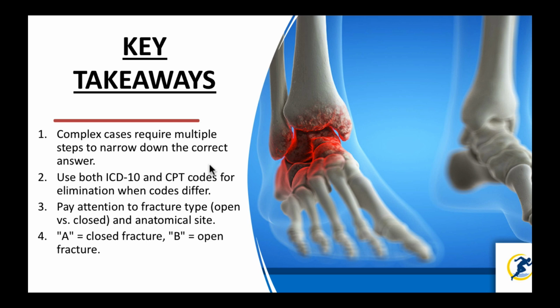Here are the key takeaways. First, when working with a complex coding scenario, it's important to break down the case step by step to narrow down the correct answer. Second, in cases with multiple codes, using both ICD-10 and CPT codes can help you with the process of elimination, especially when the codes differ in the answer choices. Next, when coding fractures, be sure to focus on key details, like whether the fracture is open or closed and its anatomical location. And lastly, for fracture codes, remember that the last digit can indicate the type. A is for closed fractures, while B is for open fractures.